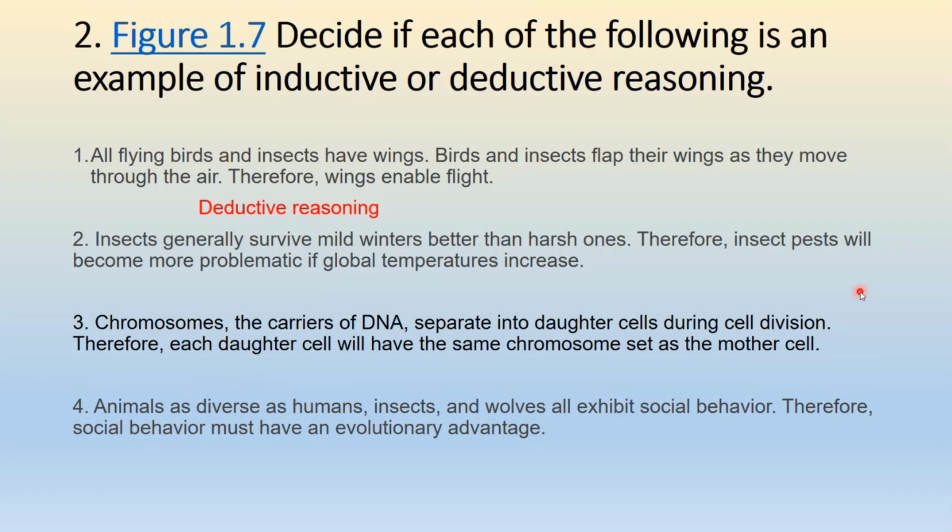The second one: insects generally survive mild winters better than harsh ones. Therefore, insect pests will become more problematic if global temperatures increase. So you see here, it observes a general trend, which says insects survive mild winters better than harsh ones, and makes a prediction based on the trend. Based on the trend, insects will become more problematic if global temperature increases. However, the conclusion is not guaranteed. It relies on a problematic assumption rather than a strict logical deduction.